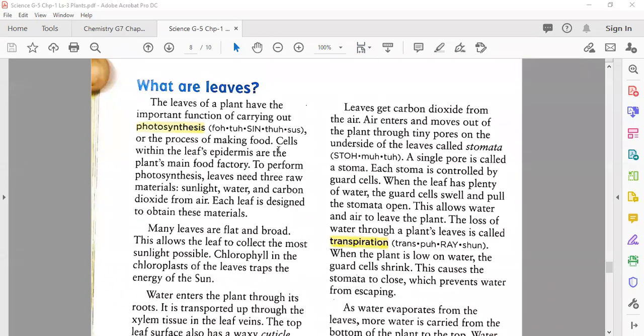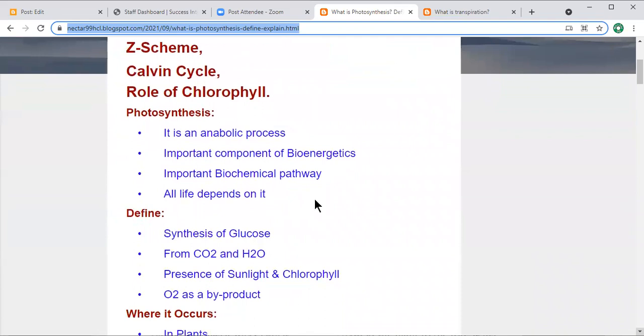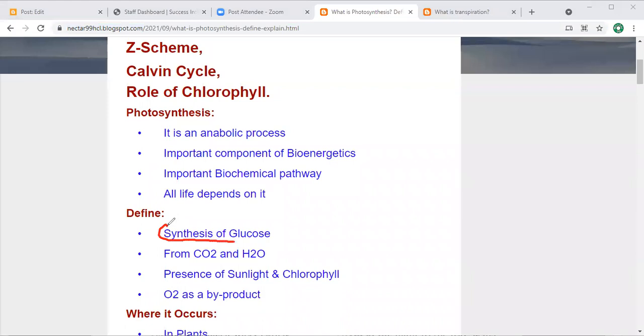Okay, after this, I'm just going to take you to that page where we have to know about photosynthesis. What is this? It is a synthesis of glucose from carbon dioxide and water in the presence of sunlight and chlorophyll. And we get oxygen also as a byproduct. We know this very well in detail, as we already discussed in the last lesson.